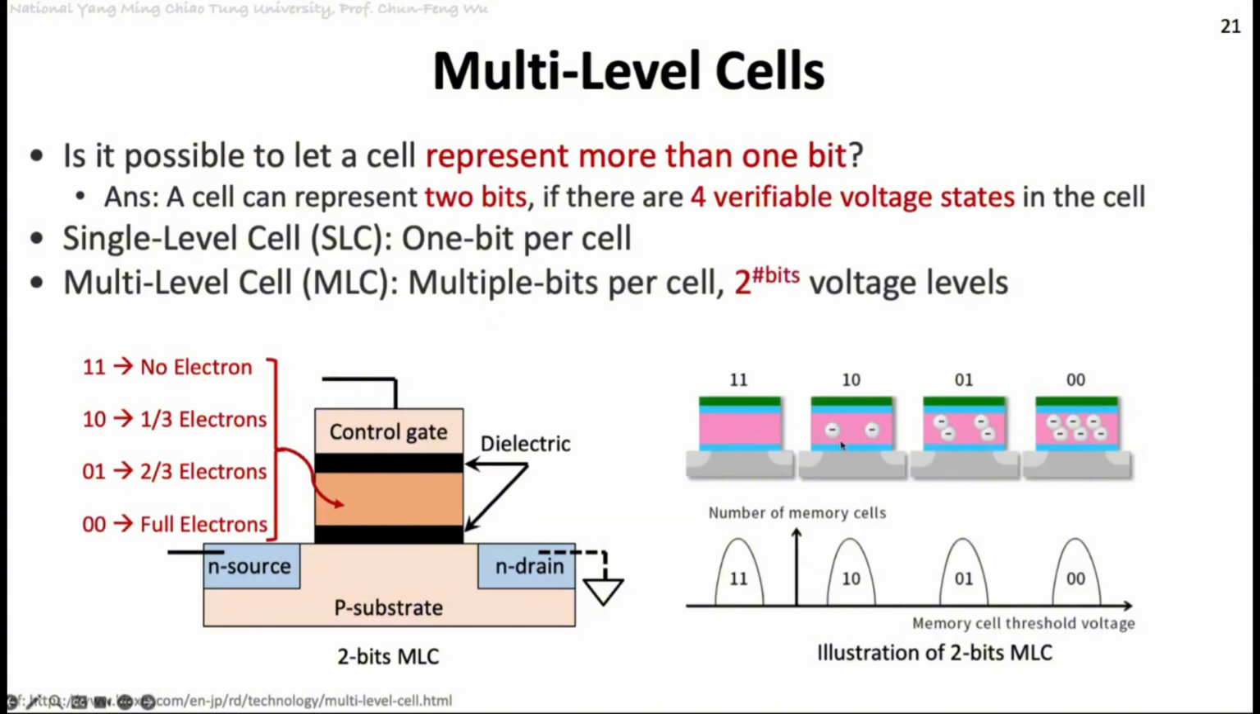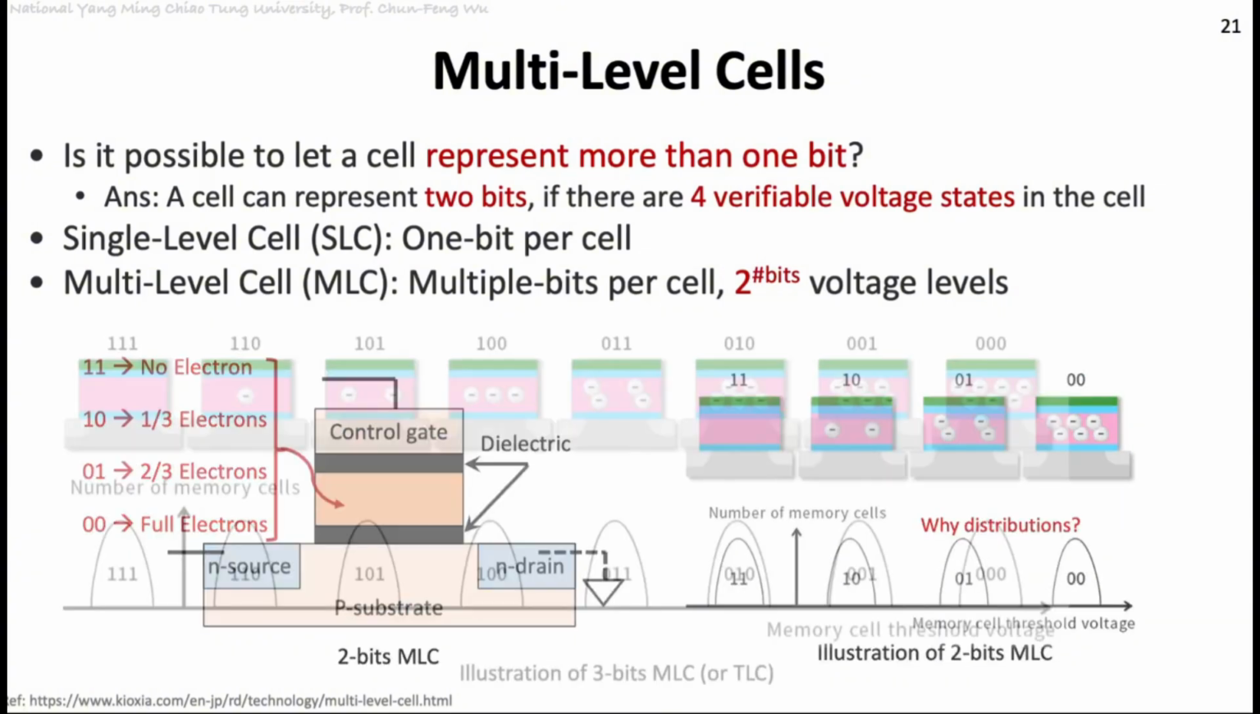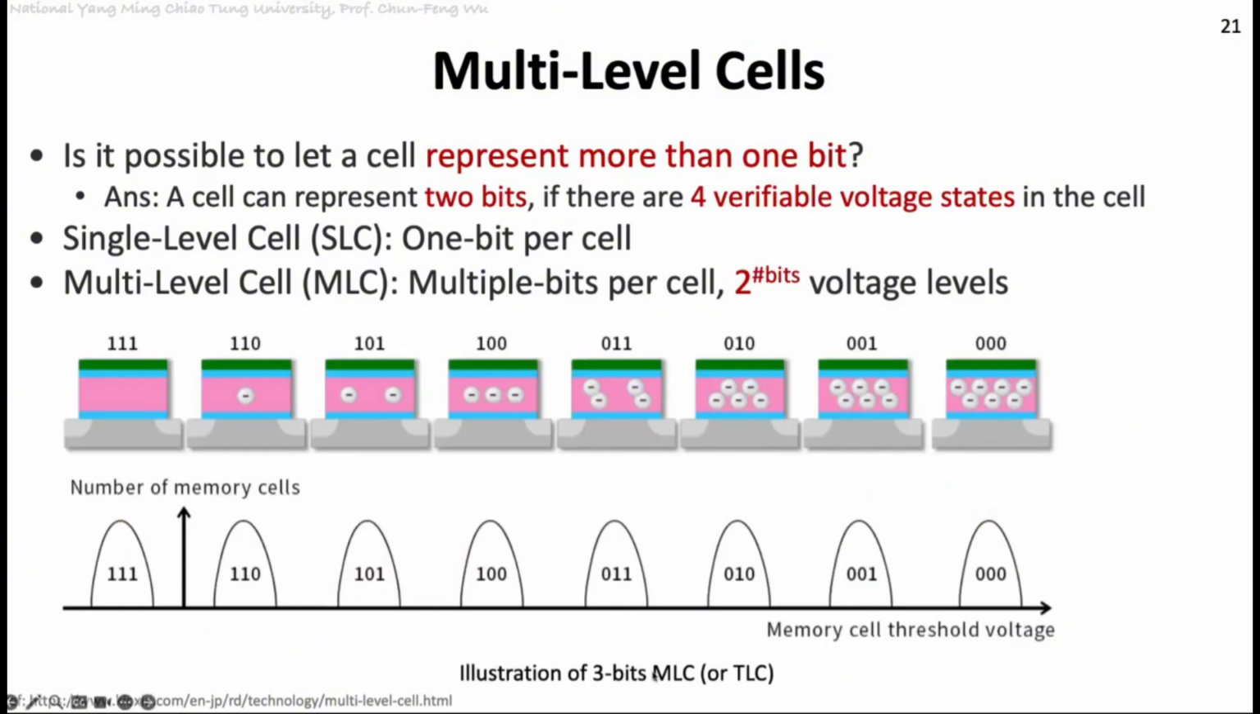There are very few electrons, a medium amount of electrons, or a lot of electrons inside. So it represents different states and different voltage values for the floating gate. Okay, so you can imagine, if this is a TLC, a 3-bit MLC, triple level cell, then you need to add states to represent it. So the challenge is that you finally need to control how many electrons are inside.